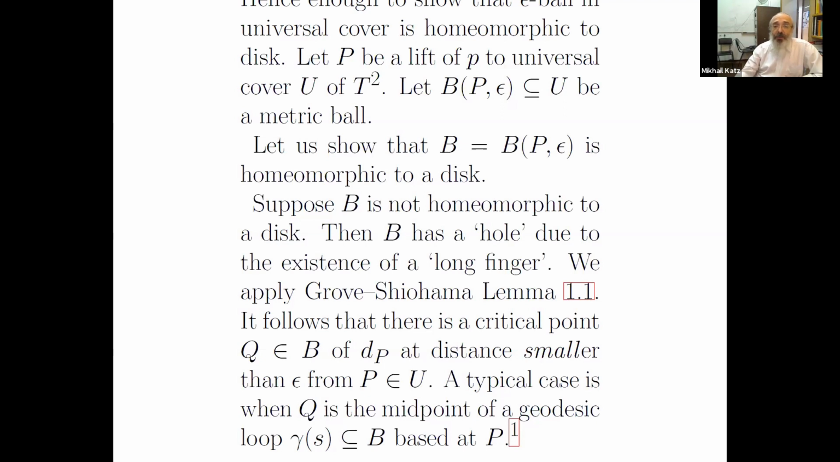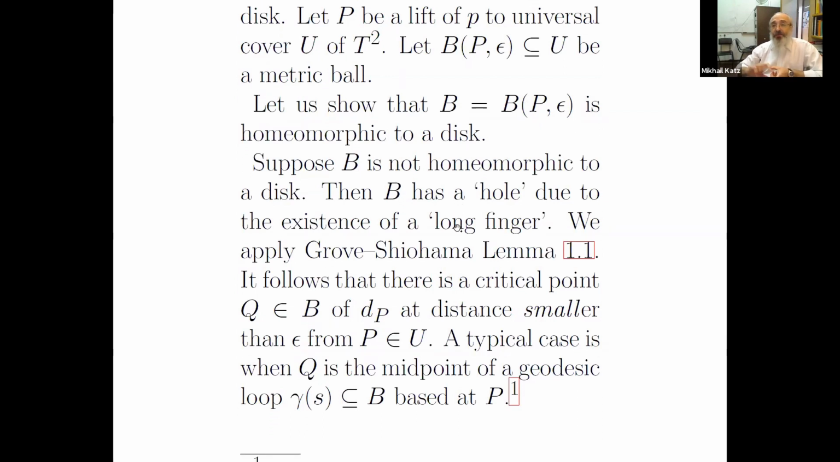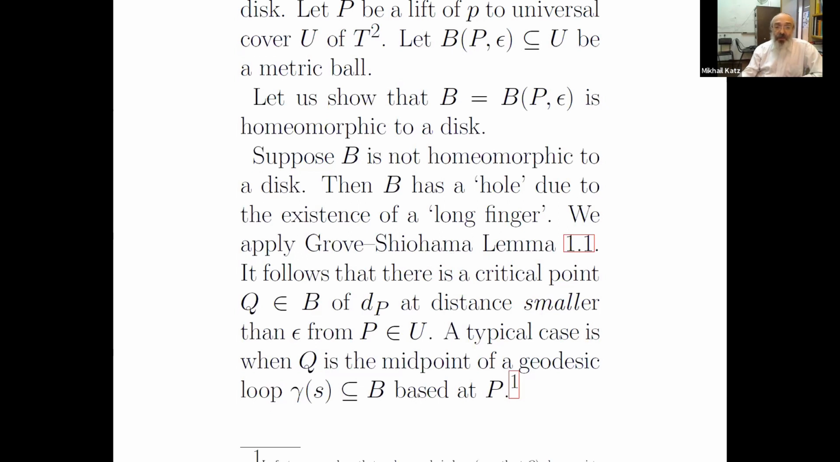So here we're going to apply the Grove-Shiohama lemma that we mentioned in the previous slide. And you see that there's a change in topology here. There's a hole now, and that didn't used to be there before. When you start with the tiny ball, there are no holes yet, just because we're on the surface. And therefore, by the Grove-Shiohama lemma, there has to be a critical point of the distance function. Let's denote this critical point Q, and it's at a distance smaller than epsilon from P.